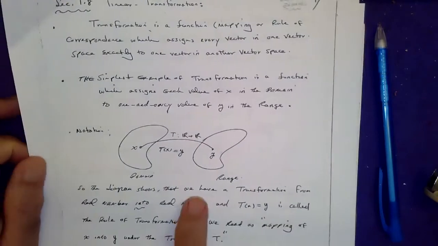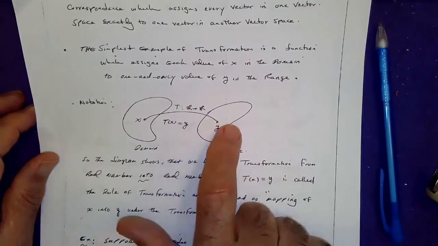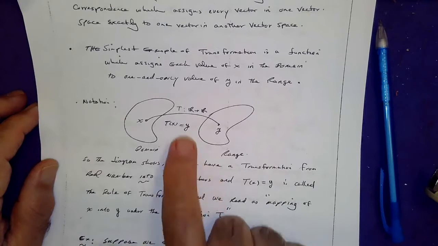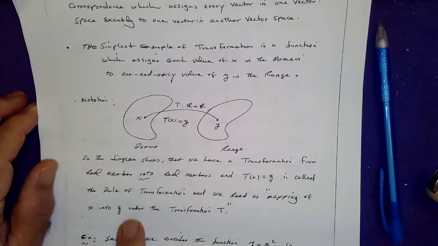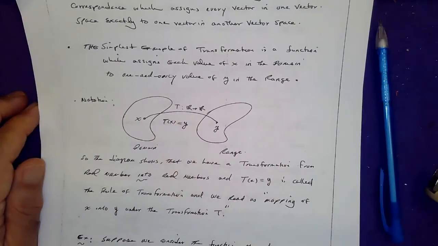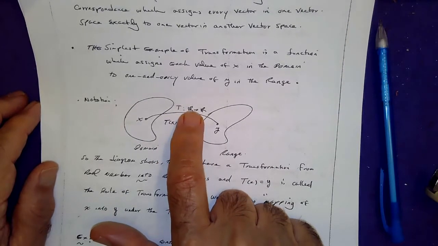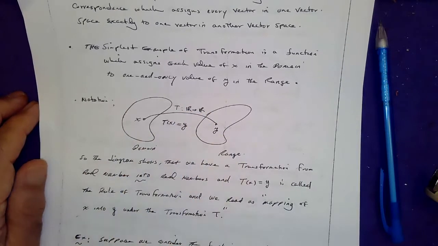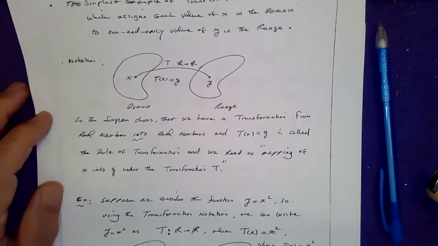The diagram shows we have a transformation from real numbers into a different set of real numbers. This is called the rule of transformation, T of x equals y, and we read this as the mapping of x into y under the transformation T. Notice the transformation is a mapping from a set of real numbers to a set of real numbers, as the domain and the range of real-valued functions happen to be sets of real numbers.